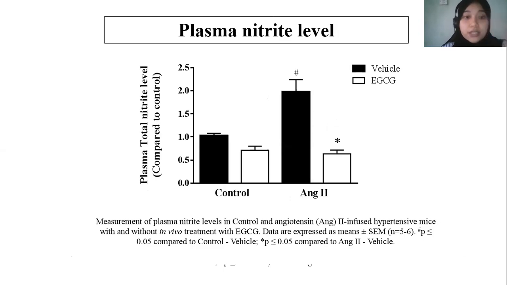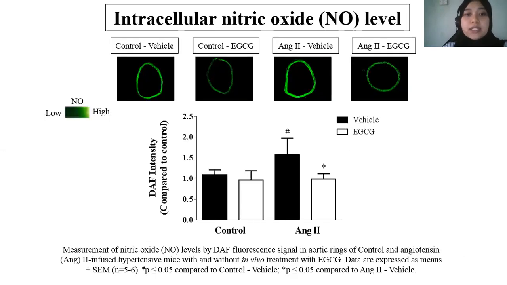The result shows that the angiotensin 2 group exhibited a significantly higher level of plasma nitrate compared to the control group, and 2 weeks of treatment with EGCG significantly decreased the level of plasma nitrate in both control and angiotensin 2 infused hypertensive mice. The same goes for the intracellular nitric oxide level, where the angiotensin 2 group exhibited a higher level of NO compared to the control group, and EGCG treatment decreased the level of NO in vascular tissue.